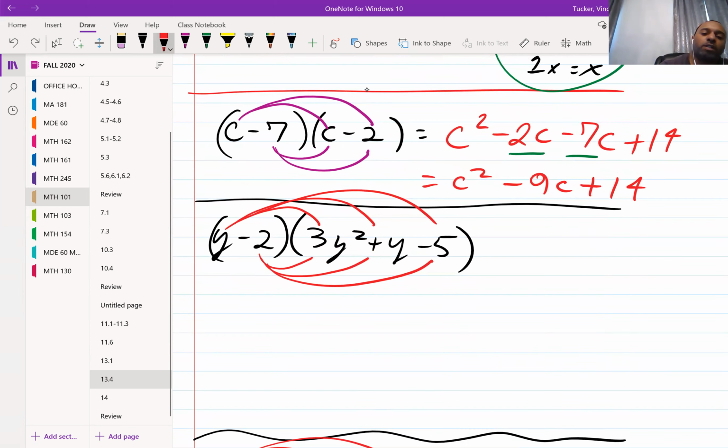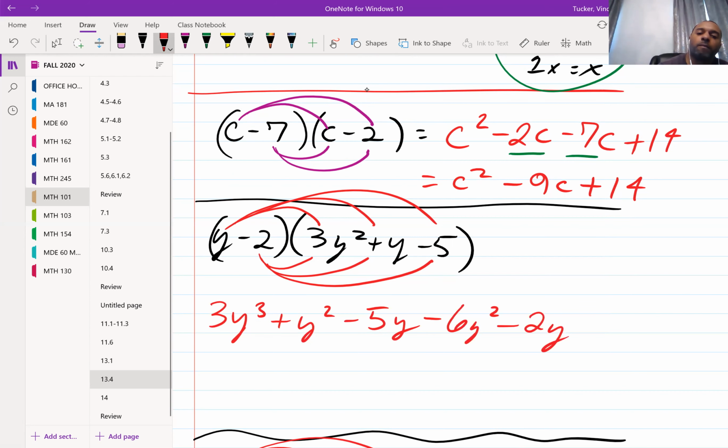Y times 3y squared is 3y cubed. Y times y is y squared. Y times negative 5 is negative 5y. Then distribute negative 2, so it'll be negative 2 times 3y squared, which is negative 6y squared. Negative 2 times y is negative 2y. Negative 2 times negative 5 is positive 10.